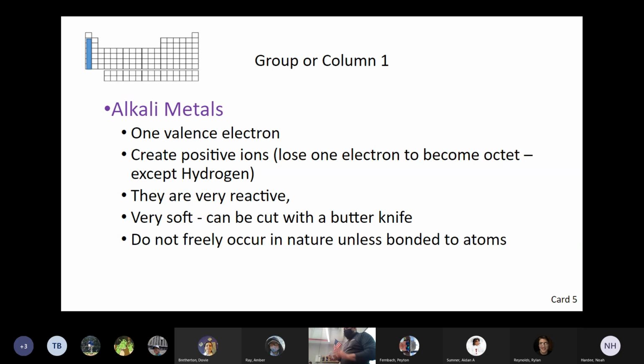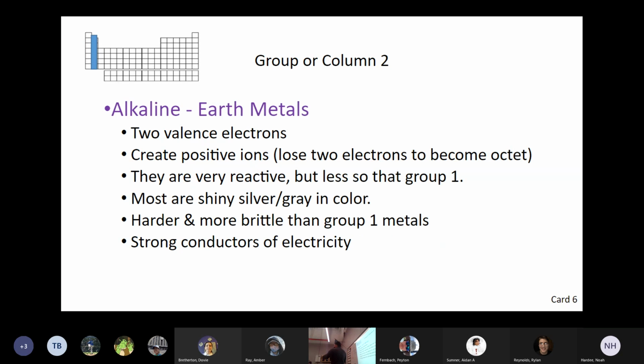All right, I'm going to try to pick up the pace just a little bit here. All right, the second column. The second column are called alkaline, with an E, alkaline earth metals. Because they are in the second column, they have two valence electrons. Again, because they're metals, they're going to create positive ions, they're going to lose their electrons. They are still pretty reactive, but not as reactive as group number 1.